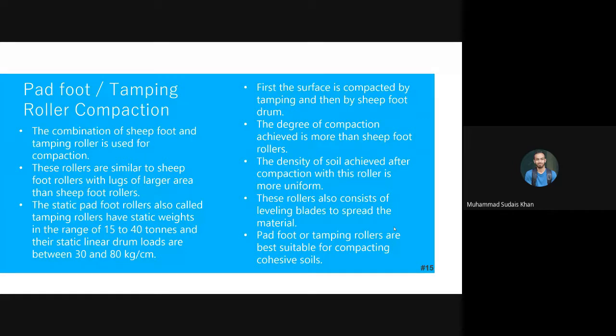First of all, the surface is compacted by tamping, as I already said. Then the sheep foot comes into the drum. The degree of compaction achieved is more than with the sheep foot alone because we have huge static weights, and we have two processes occurring, the tamping and the rolling. So here we'll have more compaction. Also note that the soil compacted will be uniform in this case. So this technique is comparatively better than the previous two. These rollers can also have leveling blades to spread the material.